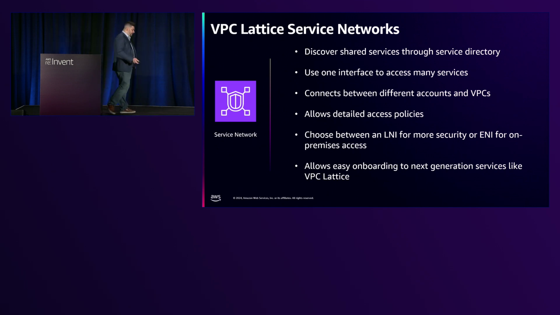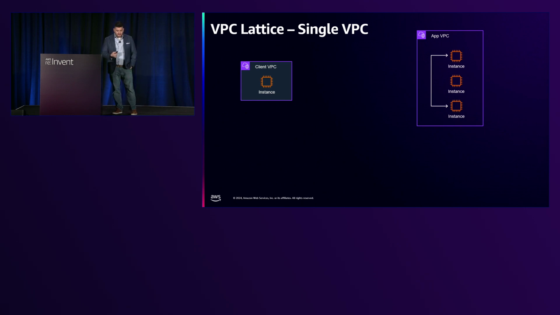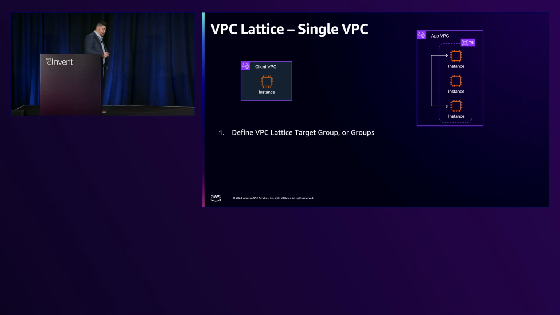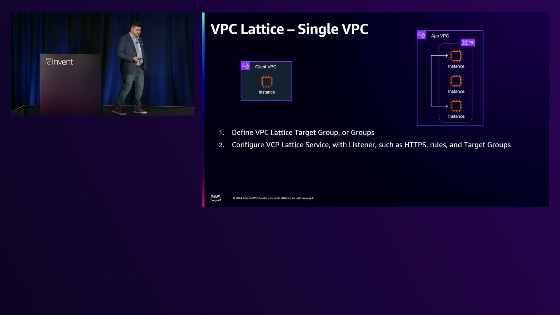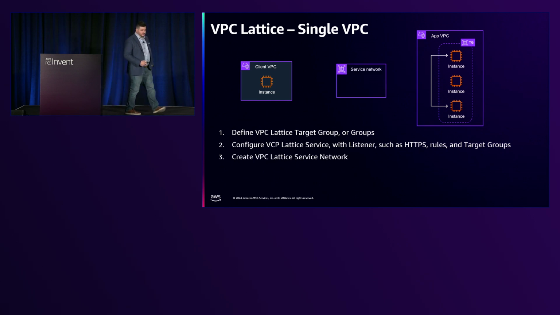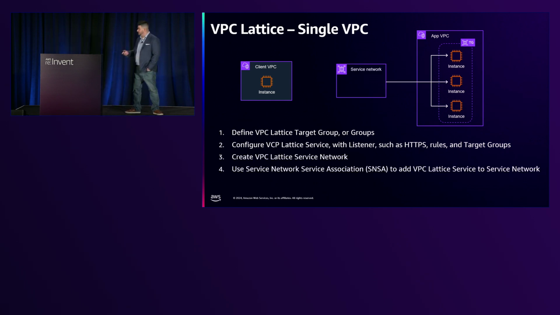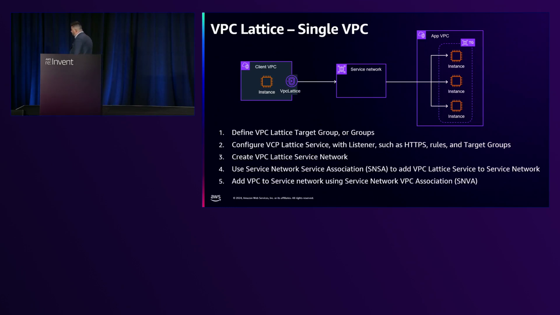And we actually have some really important announcements. We're introducing new primitives by way of Lattice. Getting started with Lattice is fairly simple. You first create the Lattice target group or the targets. This is the application, the thing that will process the requests. Then you can create the Lattice service itself and associate it with those targets. You then create the Lattice service network, and then you associate that service network with one or more VPCs. Lastly, you can associate the services to the service network.